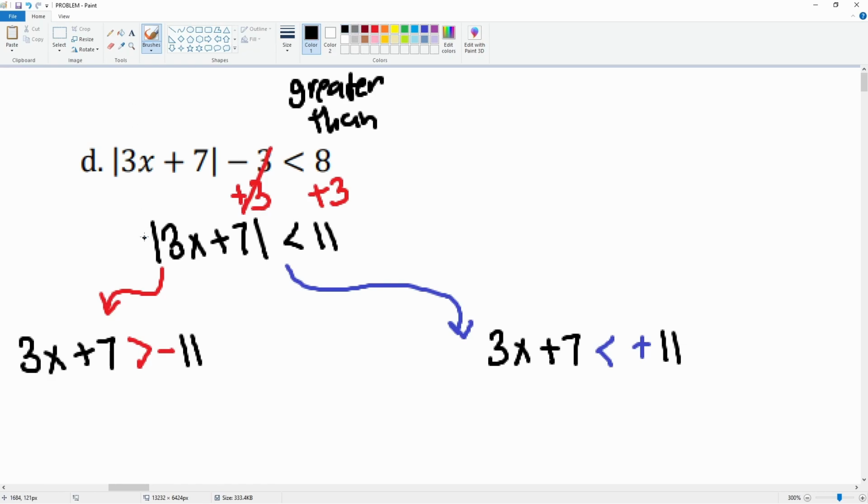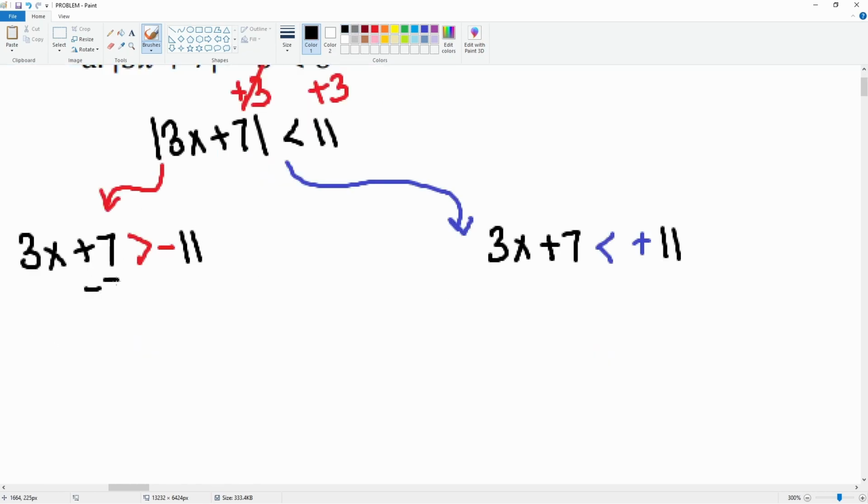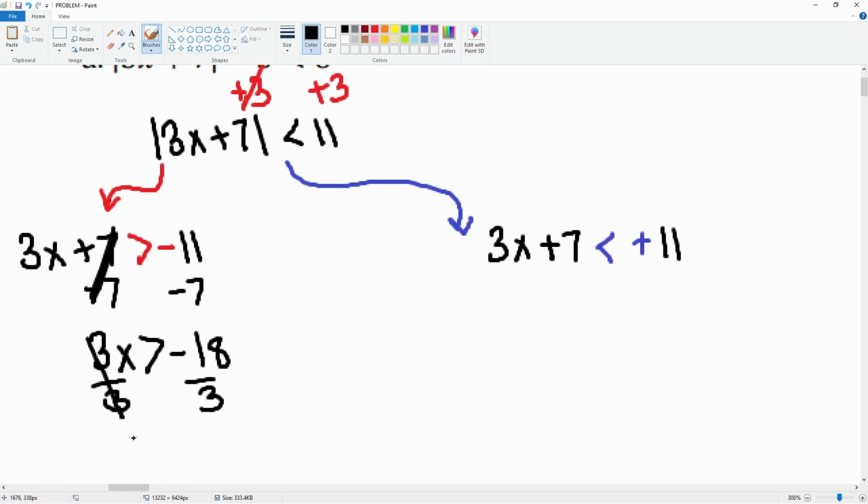All right, now let's solve and graph. So we're going to subtract 7 from both sides. Nothing happens to the inequality symbol. This cancels. 3x is greater than negative 18. Now we divide by 3, divide by 3. This cancels. x is just greater than negative 6. Okay, the inequality does not change. We dealt with a positive value here.